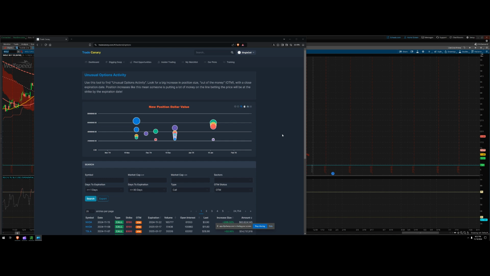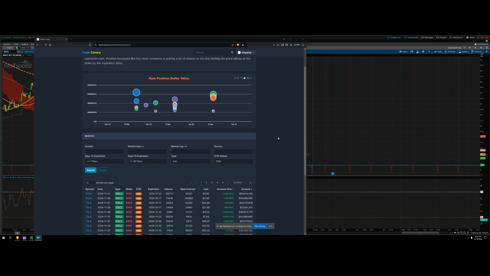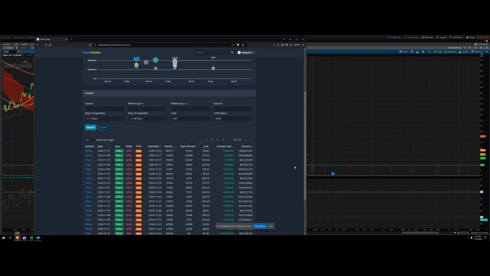Hello, everyone. Let's take a look at the unusual options activity tool. By default, there are no filters on this other than we have a call type selected and they are OTM, out of the money. Then by default, what you see is a sorted list by amount descending. So the largest new positions are on top.